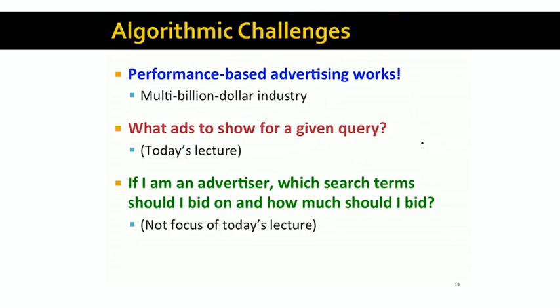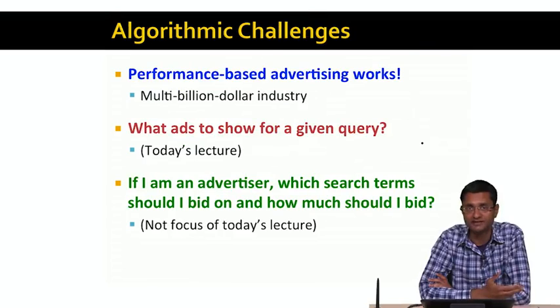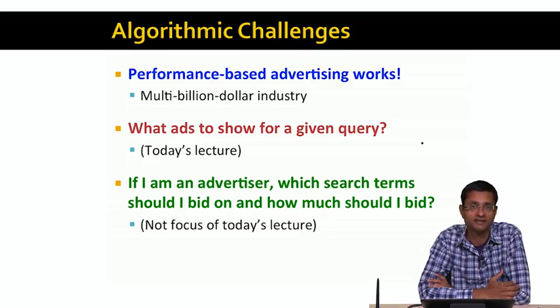Now, it turns out that performance-based advertising actually works. Advertisers really like to pay only for clicks as opposed to impressions. And so it is a multi-billion-dollar industry, primarily around search marketing. And there are a number of algorithmic challenges around performance-based advertising.